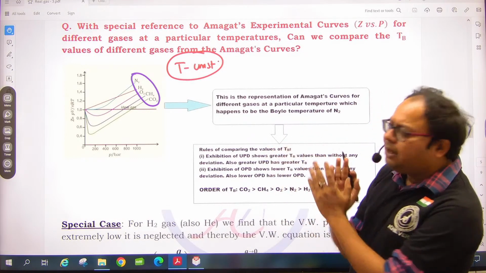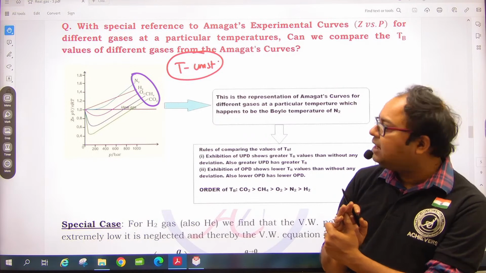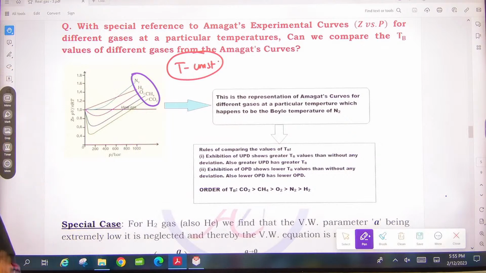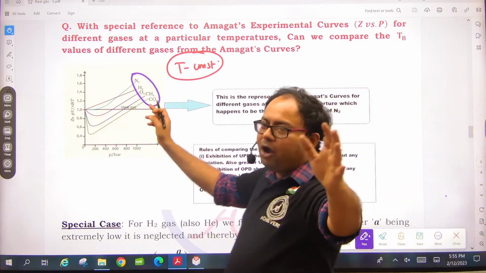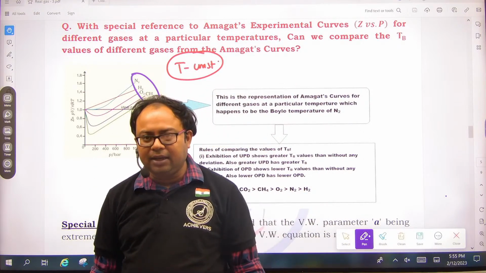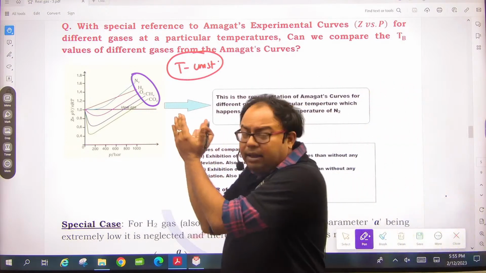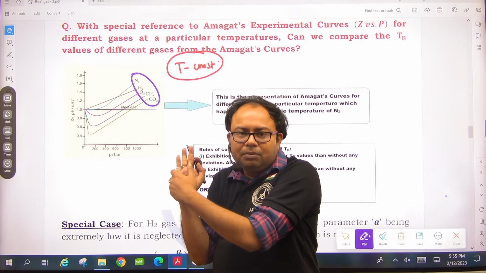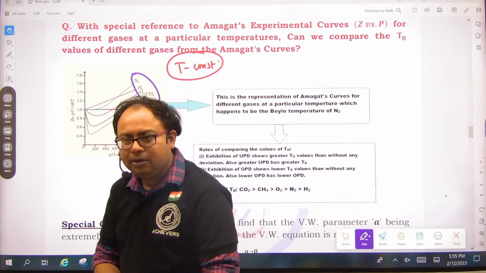From this particular plot, can we compare the TB values of these gases? We know that the Boyle temperature TB is a characteristic property of a particular gas. So TB of carbon dioxide will be different from TB of methane, that will be different from TB of oxygen, again different from TB of hydrogen, and so on. So, from this plot, is it possible to compare the TB values? The answer is yes. At first, let us ponder on this particular plot.